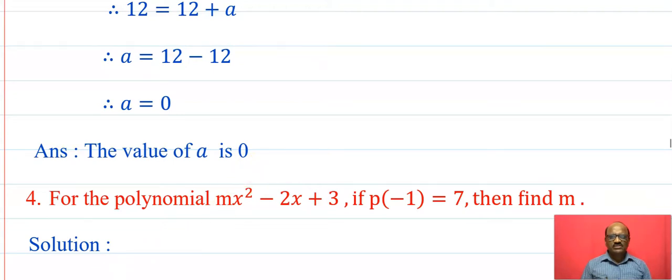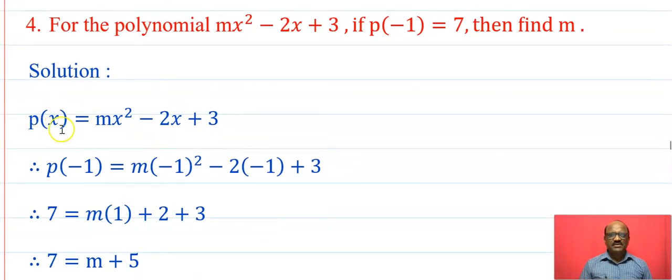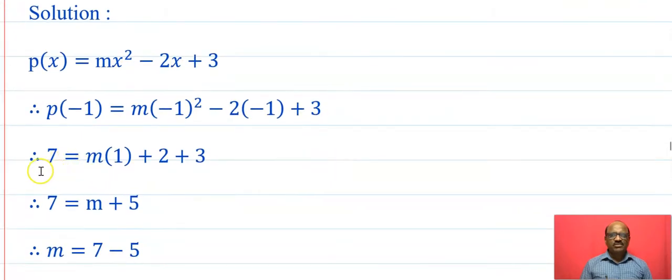Now the next problem, number 4. For the polynomial mx square minus 2x plus 3, if p of minus 1 is 7, then find the value. That is, again replace here x by minus 1. P of minus 1 is equal to m into minus 1 square minus 2 into minus 1 plus 3. And overall you will get the value 7.